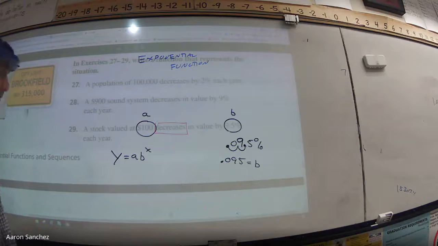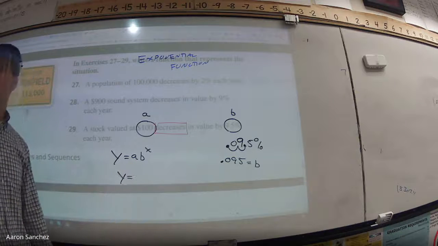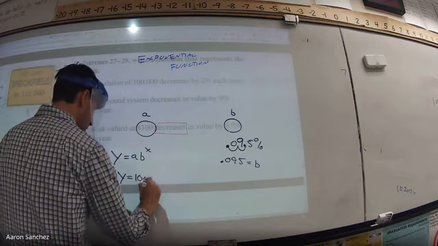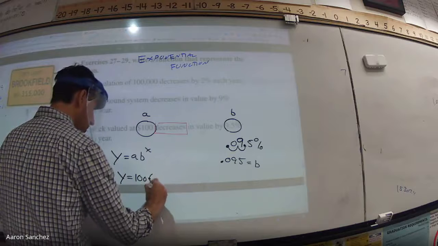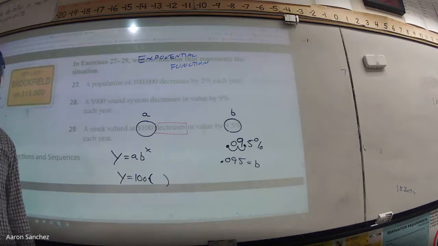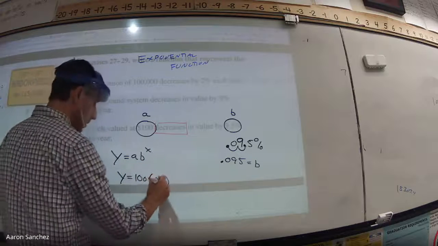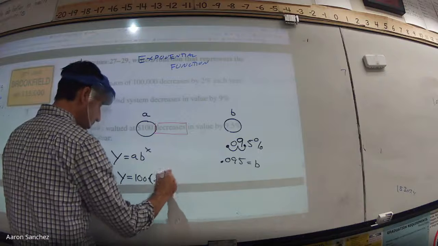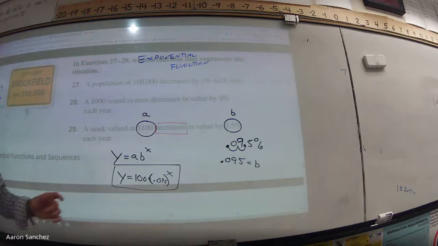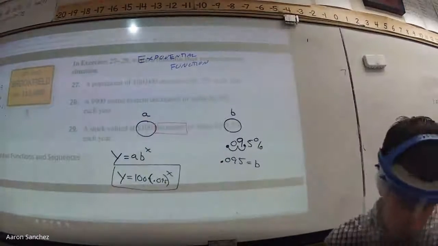Ready? Guys in the class. Y equals, instead of A, what do I put for my A, Edgar? Your A is 100. Put 100, times, in parentheses. What do I put for my B now? Rosie, what do I put for my B? 0.095. That's fine too. And then put the X, and boom, done. That's all you've got to do. The hardest part with this was changing this to a decimal, but that takes practice. Okay, that's 29.